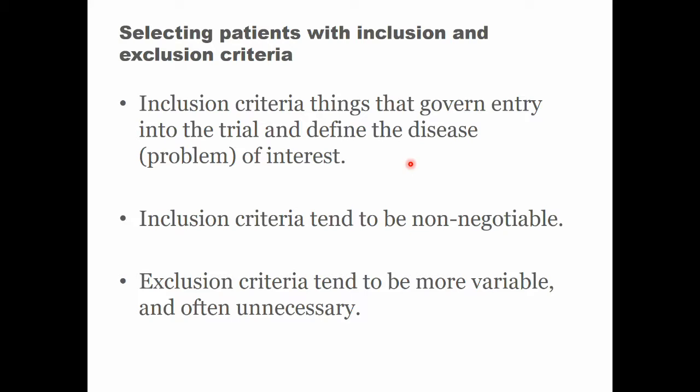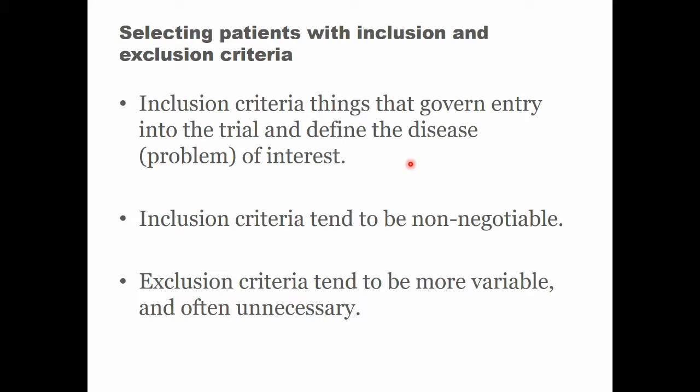And the way we do this is with inclusion and exclusion criteria. And the way people often do this, unfortunately, typically seems quite haphazard. And so the first part of this little talk is just to clarify exactly what inclusion and exclusion criteria are. Generally the best way to think about it is that inclusion criteria are things that essentially govern whether you get into the trial or not and define the disease of interest. So generally these are the things that are non-negotiable. There's not a choice here.